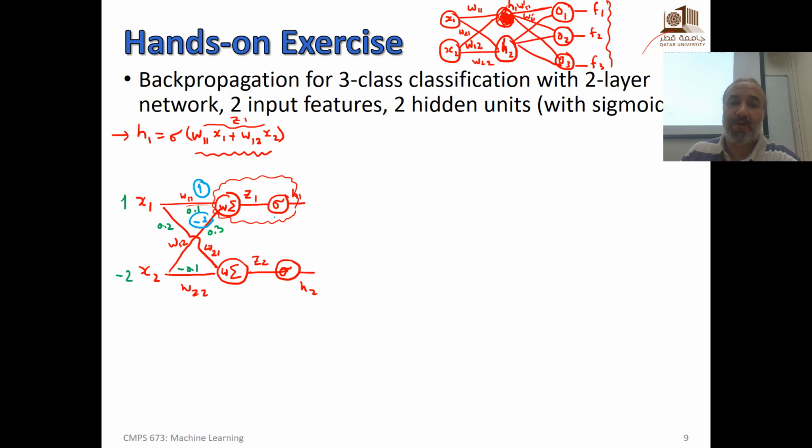Are we able to compute the local derivative for the sigmoid gate? What is the local derivative for the sigmoid? We talked about it last time, right? If the input is x, then the derivative is sigma of x times 1 minus sigma of x. So we have to compute the input, right? Can someone compute what will be the value of Z1, and then what will be the value of the sigmoid?